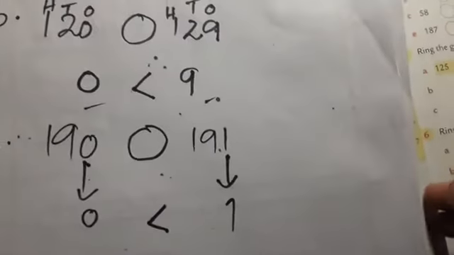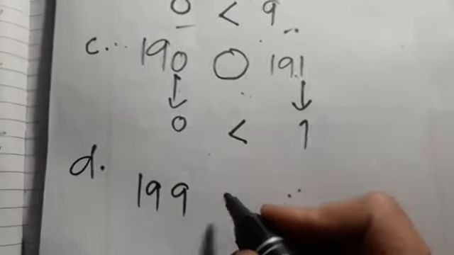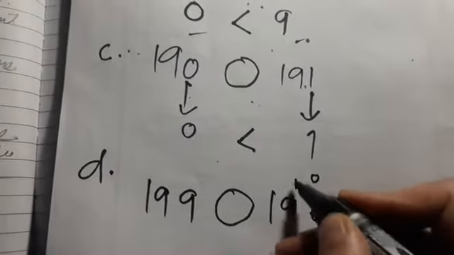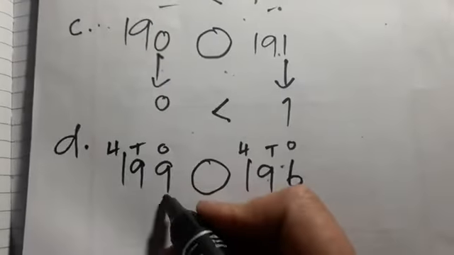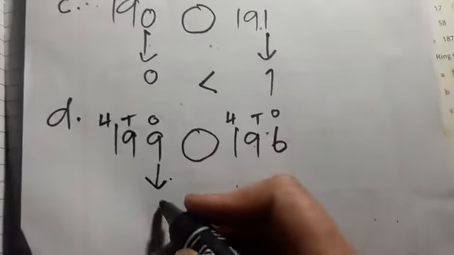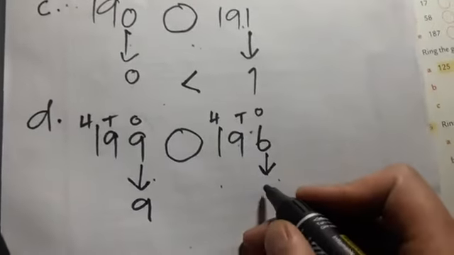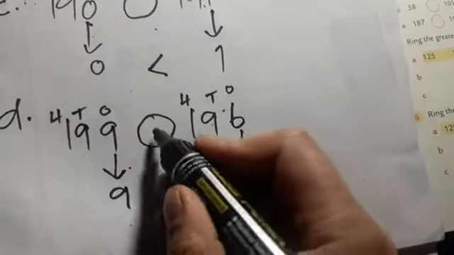Okay, then is part D. 199, 196. Ones, tens, hundreds, ones, tens, hundreds. Here, in one's side is 9, and in this number 6 lies under the one side. Now we have to compare 9 and 6. 9 is obviously greater than 6, so we'll put here a greater than sign.